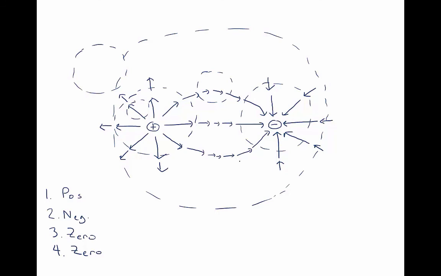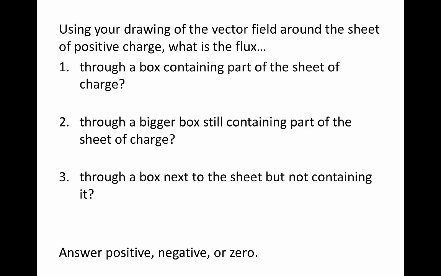Let's look at our example for the sheet of positive charge that you drew earlier. Looking at your drawing of the vector field around the sheet of positive charge, if you drew a box containing part of the sheet of charge, what would the flux be? If you drew another box containing part of the sheet of charge, but it was a bigger box, what would the flux be? If you drew a box next to the sheet, but not containing it, what would the flux be? Again, I'm not looking for numbers, I'm just looking for positive, negative, or zero. Alright, pause and think about that.